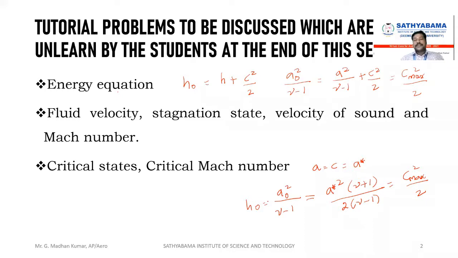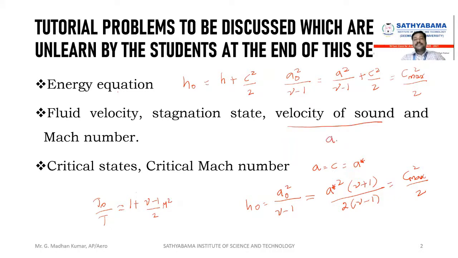So your h0 may be in any form, because in the critical state also the total energy is constant, and then the maximum enthalpy gain is that you can see, c_max²/2. It is also known as stagnation. And then you know about stagnation states also. For example, if you are going to use this relation, it is nothing but 1 + ((γ−1)/2)M². And these equations are said to be the important equations. You should always remember.